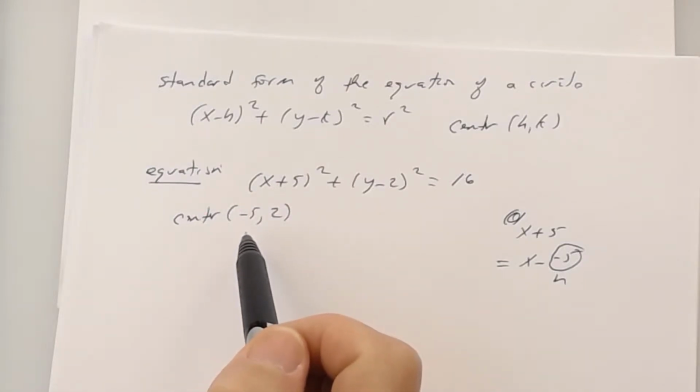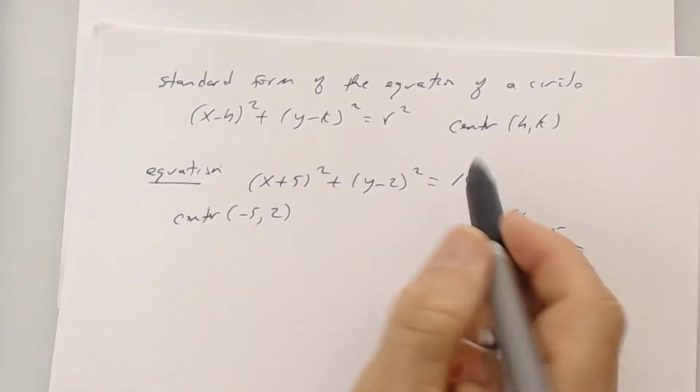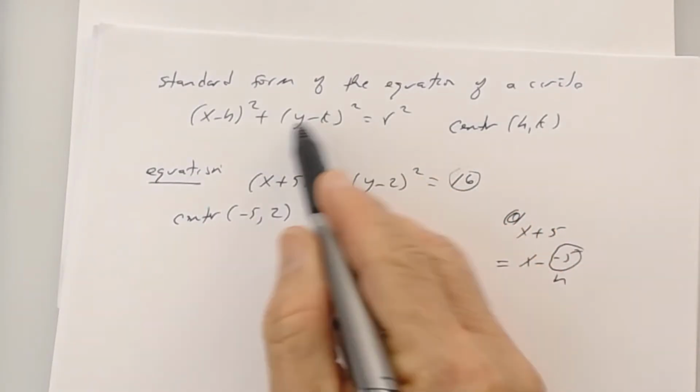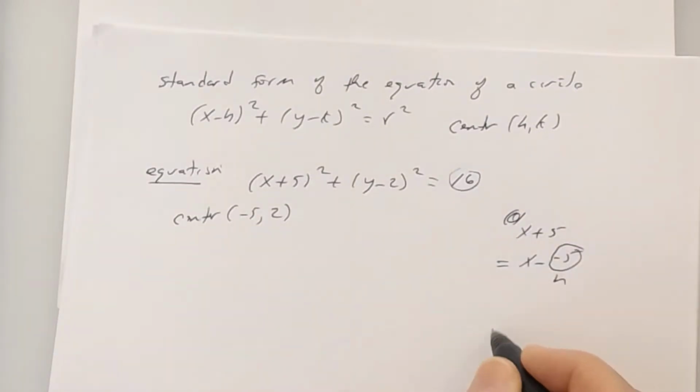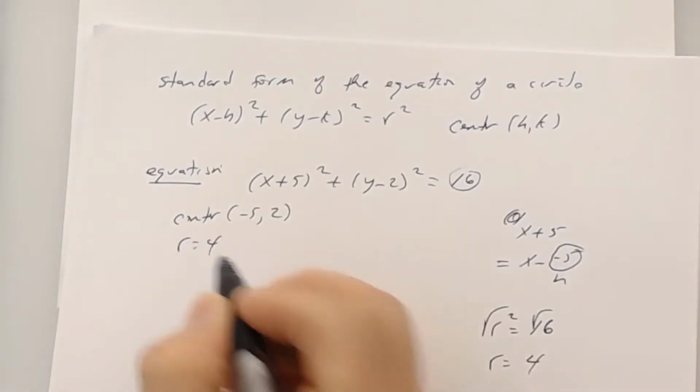Now, what is the radius? Is the radius 16? 4. Radius is 4. Remember, this right here represents what part of this equation? R squared. So r squared is supposed to be equal to what? 16. Well, how do you get r by itself? Square root. So if I square root both sides, I get r equals the square root of 16, which is 4. So your radius is 4.